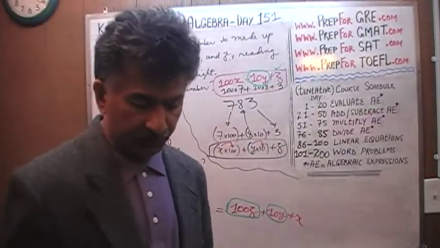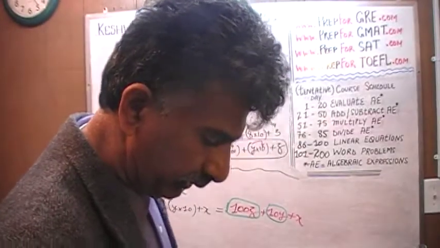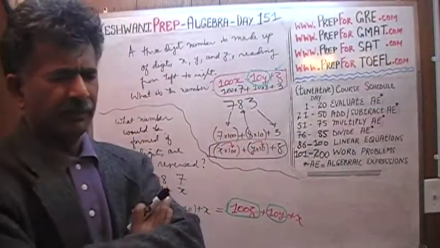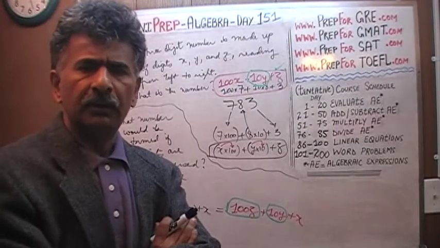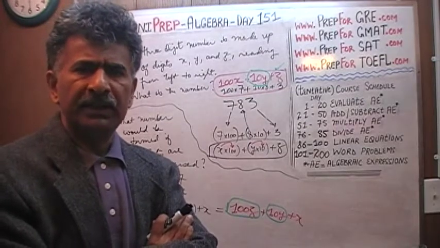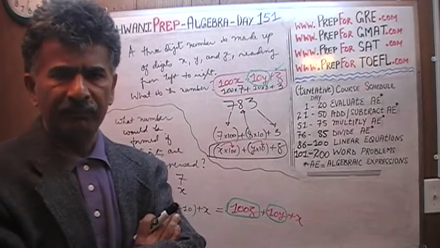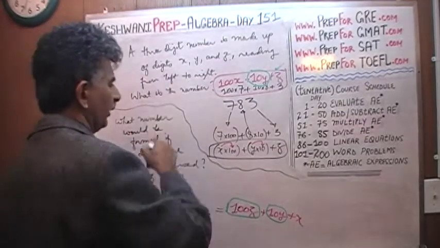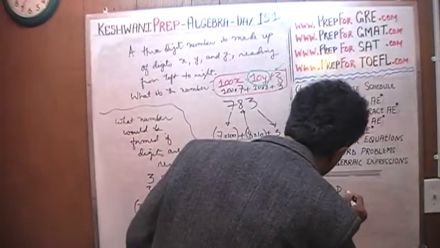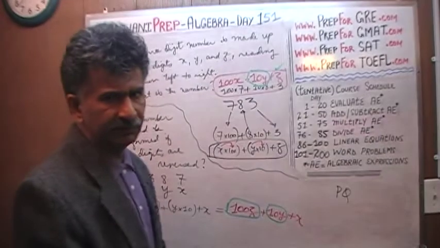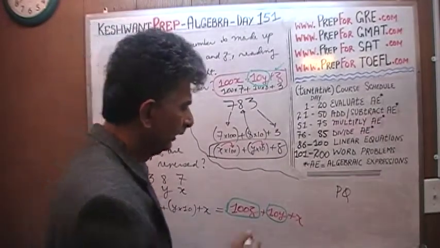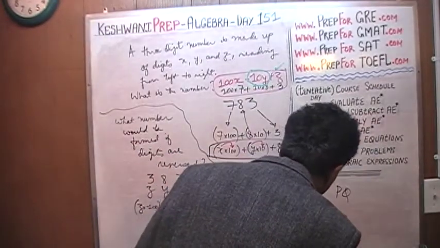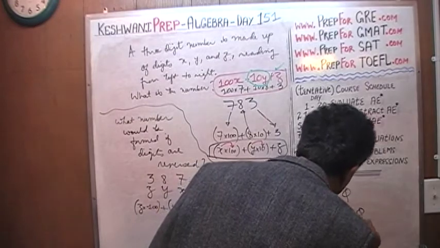Let's do one quick one here. A 2-digit number made up of P and Q, reading from left to right, P and Q cannot simply be written as PQ. This is not the number. This is not how we can do it. It has to be written as 10 times P plus Q.